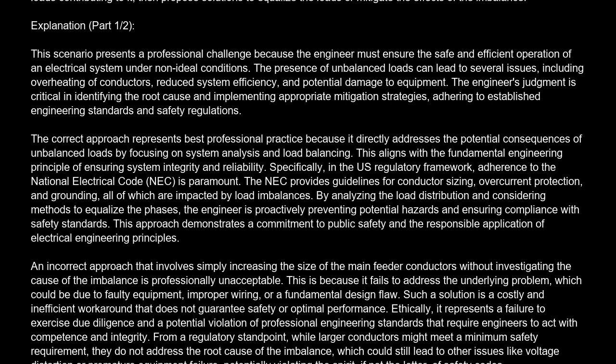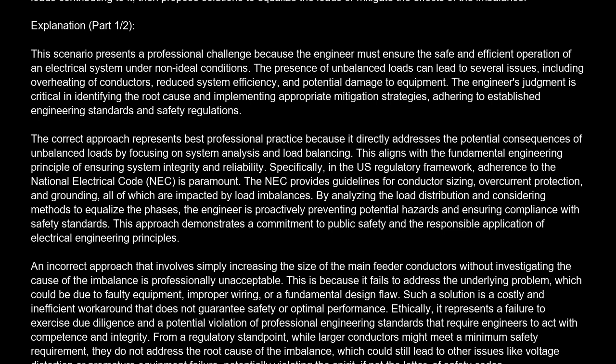Explanation. This scenario presents a professional challenge because the engineer must ensure the safe and efficient operation of an electrical system under non-ideal conditions. The presence of unbalanced loads can lead to several issues, including overheating of conductors, reduced system efficiency, and potential damage to equipment.